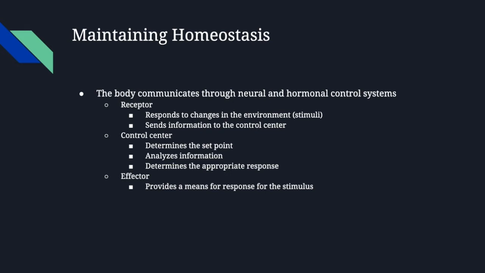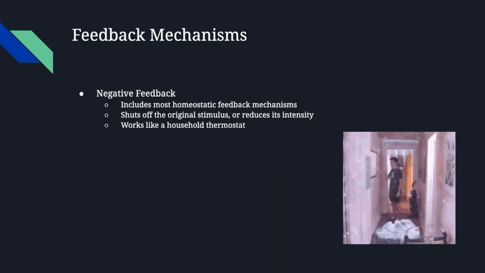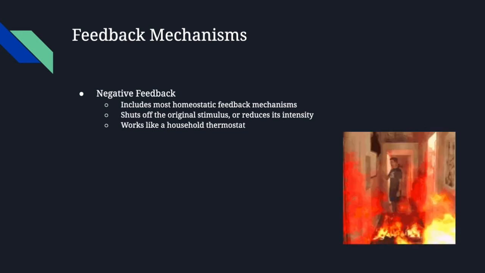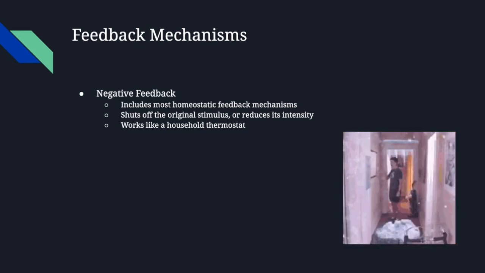The last thing we have to go over are ways that feedback can happen. There is negative feedback and there is positive feedback. Before we talk about what these mean, I do want to point out that positive and negative don't mean good or bad in this case. Negative feedback is going to actually be most of our homeostatic feedback mechanisms. What negative means is that it's going to shut off the original stimulus or reduce the intensity of it. And it works kind of like a household thermostat.